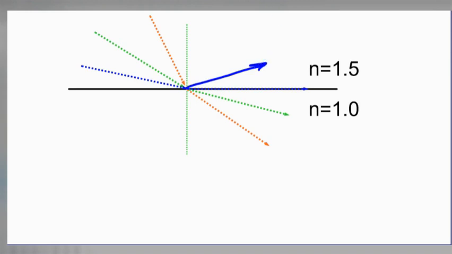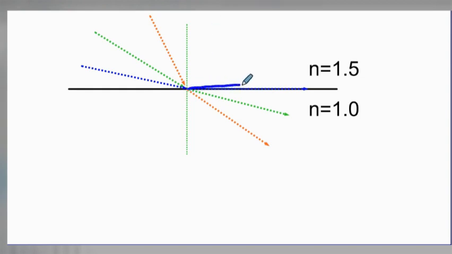Because as this happens, what goes on with this line here is that this arrow also becomes closer and closer to this axis.